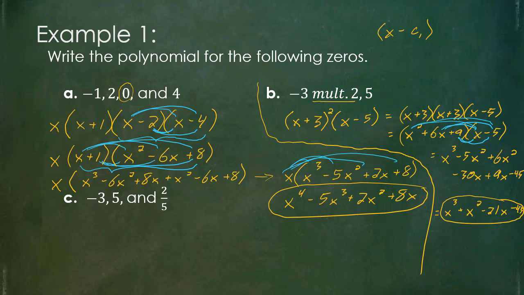Now on to the last one, which I prefaced a little earlier. This one has a fraction, so what we can do is set this up kind of similar to one of the shortcuts with factoring. So the first one, x minus a negative 3 would switch to x plus 3. X minus 5. And then the last one, technically I could write as x minus 2/5.